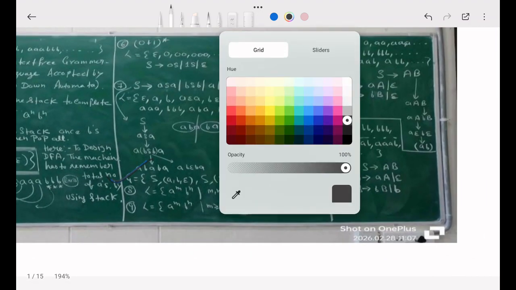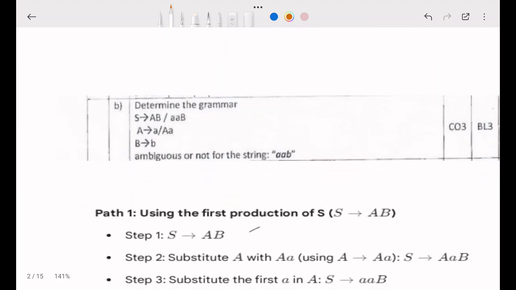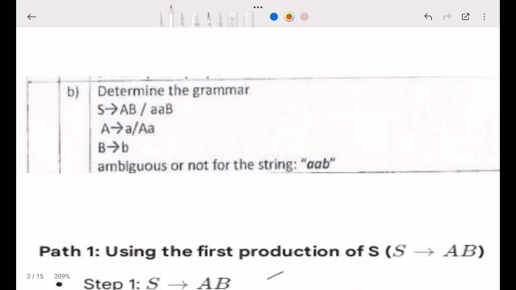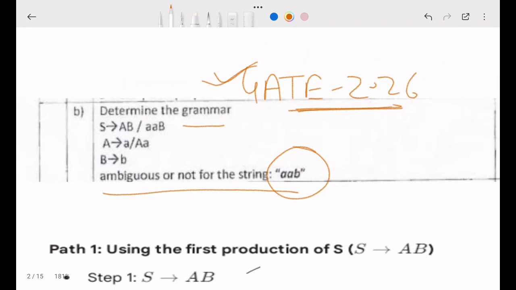Now I am coming to the second topic. What is the second topic? Determine the grammar. Here S produces AB or AAB, and A produces A or AA, and B produces B. Is it ambiguous or not? For the string AAB, I will suggest you one thing. If you check GATE 2026, a similar question also came in your GATE exam. You can check also. And this question came last year, AAB.